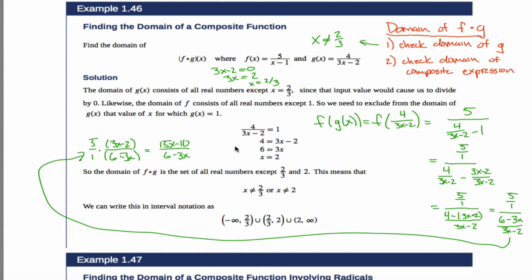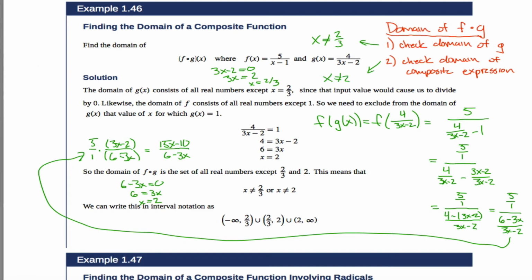Wait, what was I doing again? Didn't this have something to do with the domain? Oh, right, I'm figuring out the domain of the composite function. I figured out part 1 pretty easily, but to figure out part 2, I had to do all this work to get to here. And then I had to figure out when this thing is undefined. Well, it's undefined if 6 minus 3x equals 0. Because if 6 minus 3x equals 0, I'd be dividing by 0 right here. So if I add 3x to both sides of the equation, it's undefined when 6 equals 3x. In other words, when x equals 2. So from this one, I know that x cannot be equal to 2.